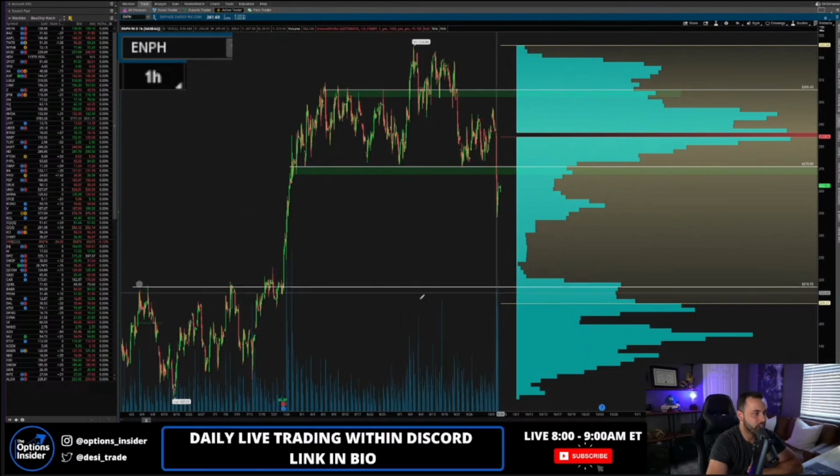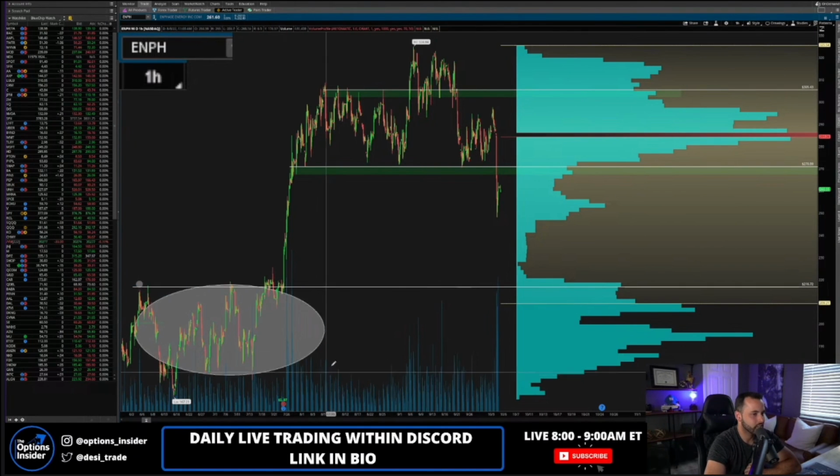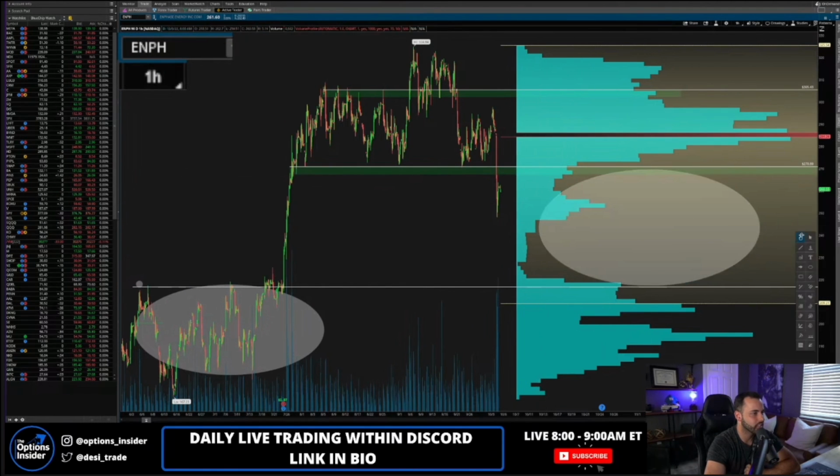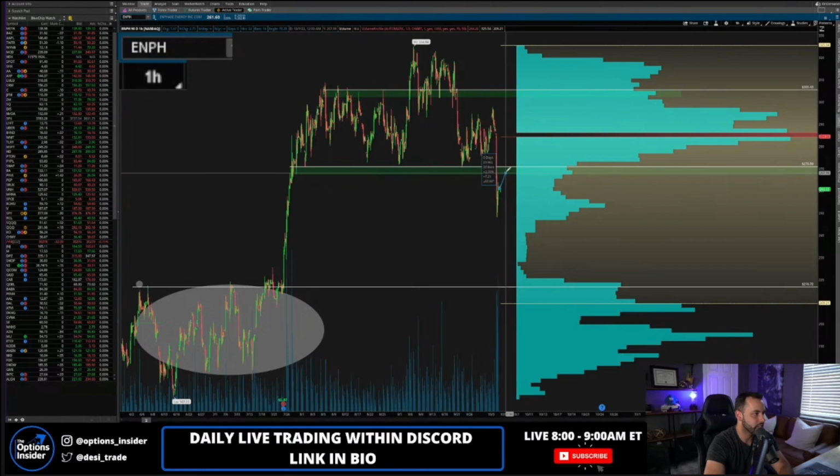So where does the volume pick up again? It's back down here around 220. Where is the void in price action? It's all in here around 220 to 270. I would not be bullish on ENPH here. I would look for downside. I would look for maybe a fake pop into 270 and then the big downside into 220.